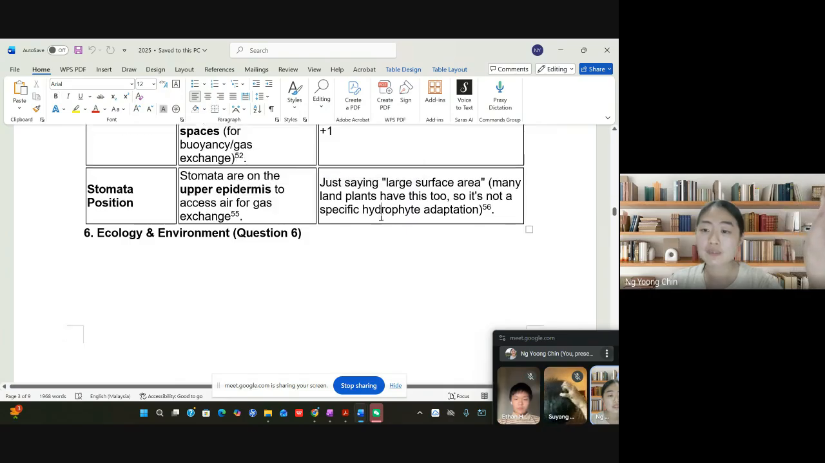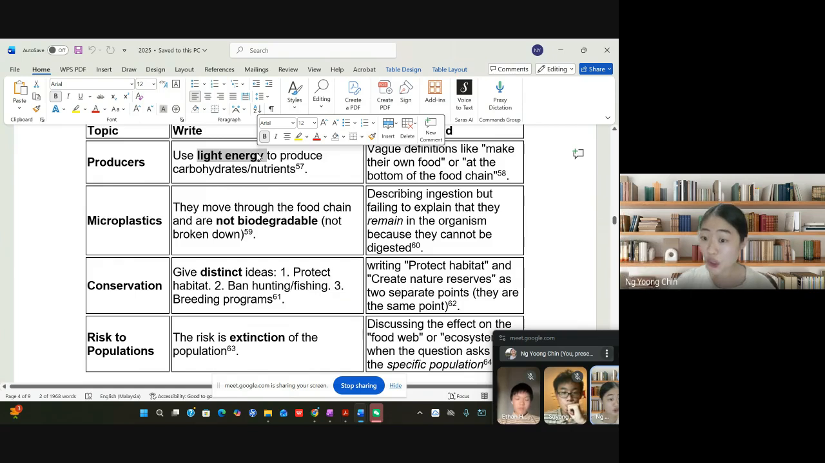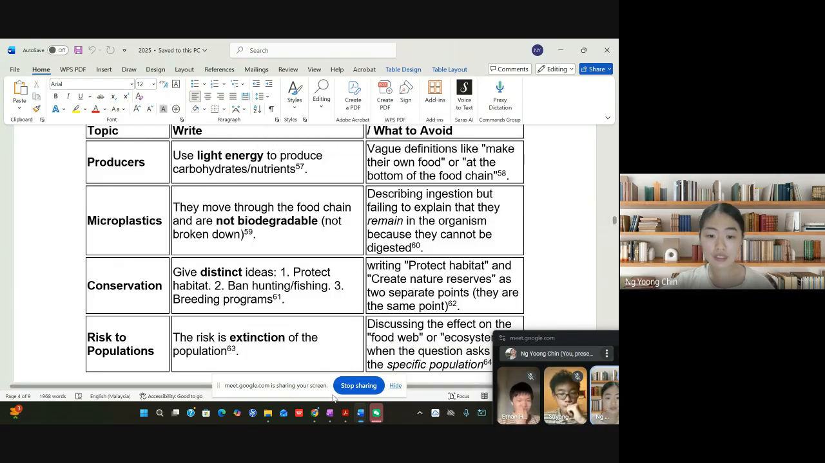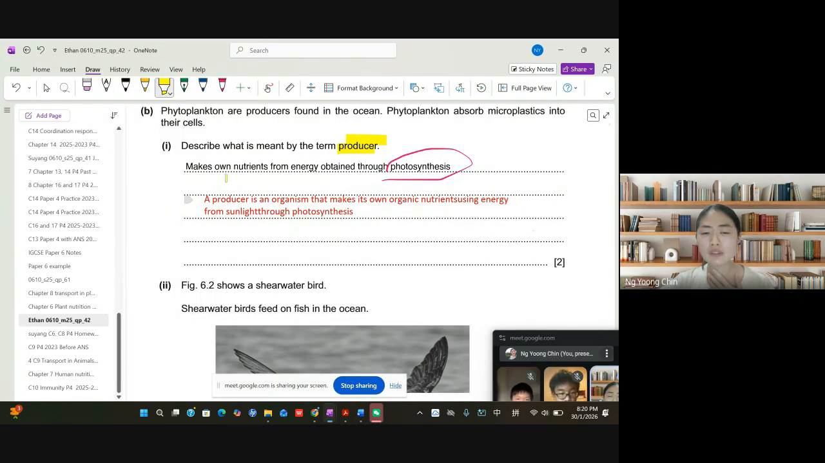Okay, so here's a keyword. I want to show about this one. See, how are you able to write the producer? The keyword is light energy: absorb, trap the light energy to produce carbohydrates. So your answer, making all nutrients, is too general already. So for this one you cannot get marks. So you should write that.